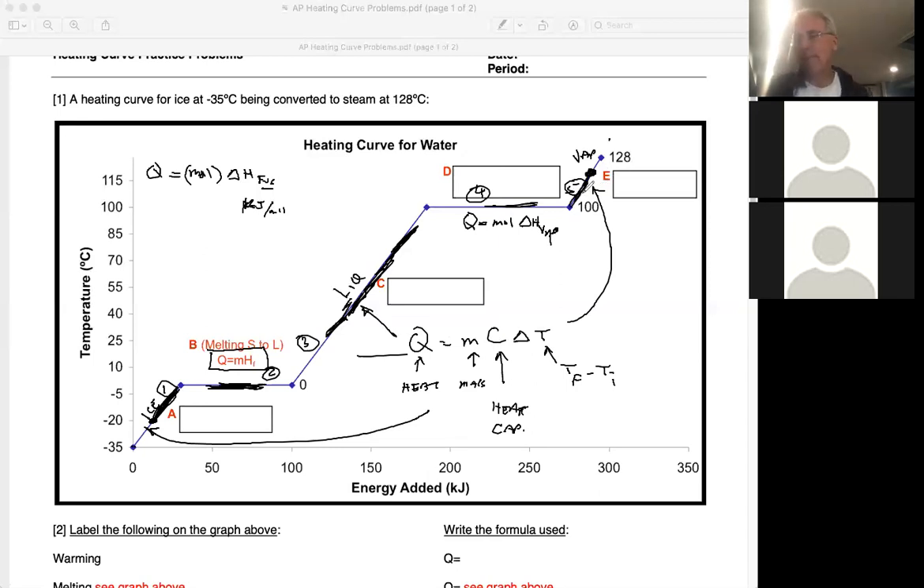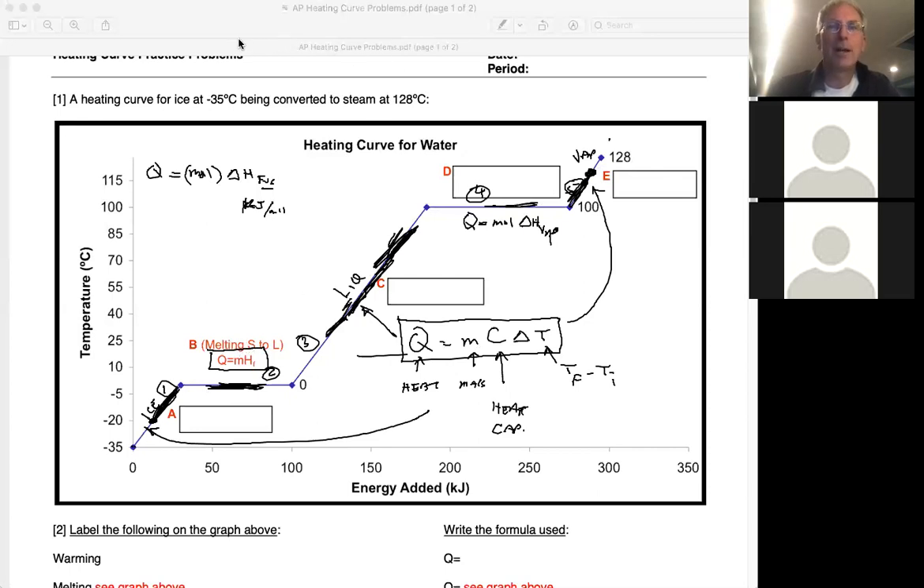College Board, AP Chem, we do not do that. That's a huge math problem, and they're not interested in the math, really, believe it or not. They just want to know, do you know when to use this Q equals MC delta T equation, which is only on the slanty parts? And do you know when to use the Q equals MH?